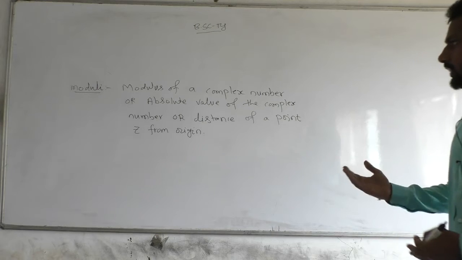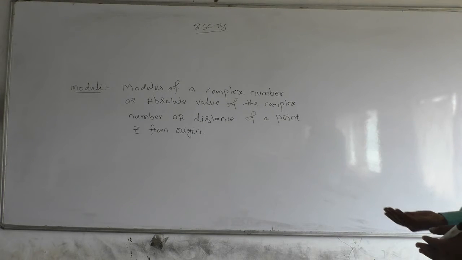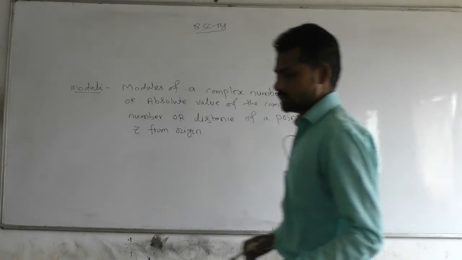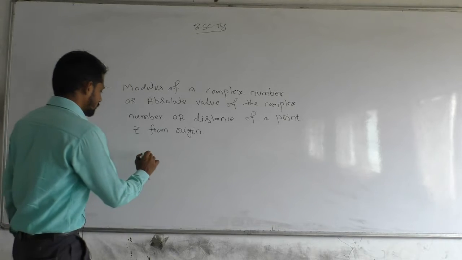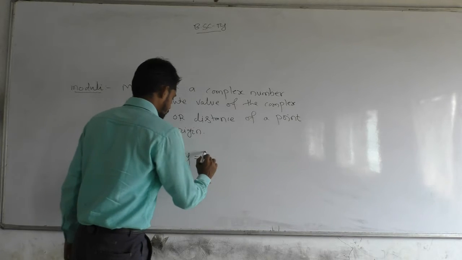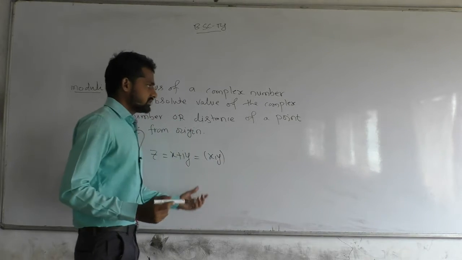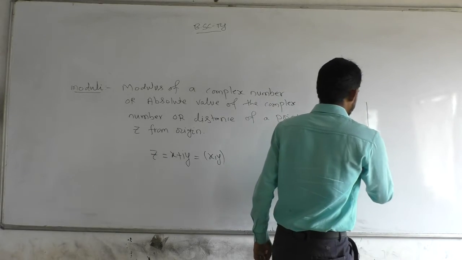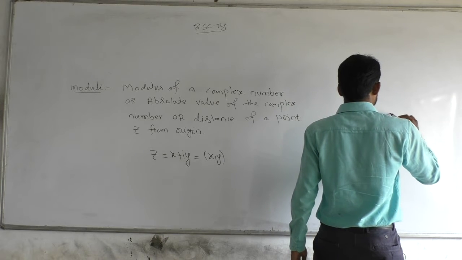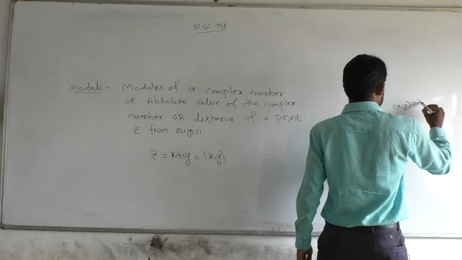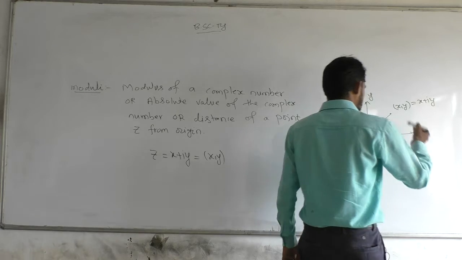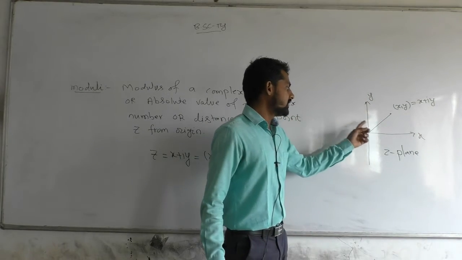So modulus of a complex number is absolute value of the complex number, which is the distance of a point Z from origin. If Z is a given point x plus iy, every complex number can be represented like this. This is the imaginary axis, this is the real axis. So the point (x, y) is equal to x plus iy, and this is called the Z plane or complex plane.